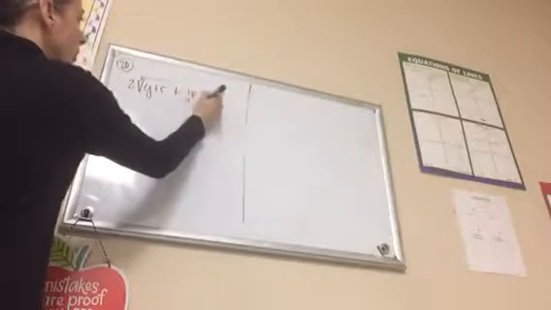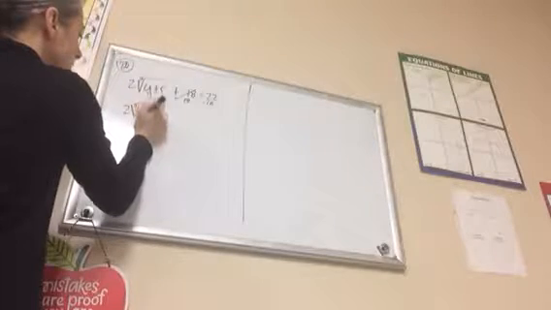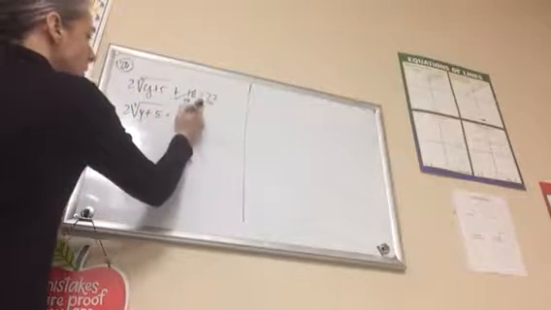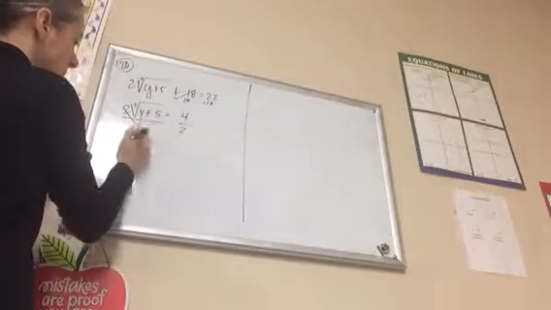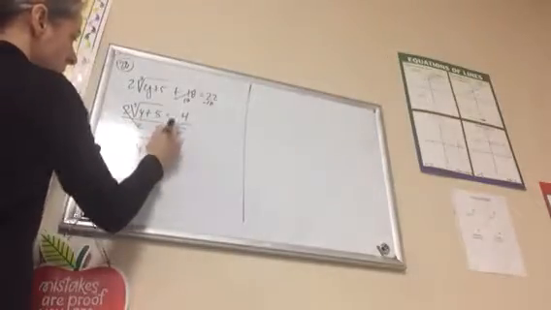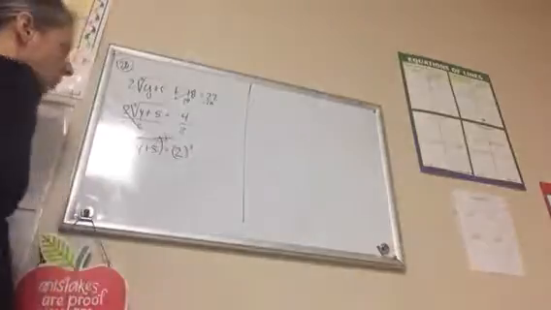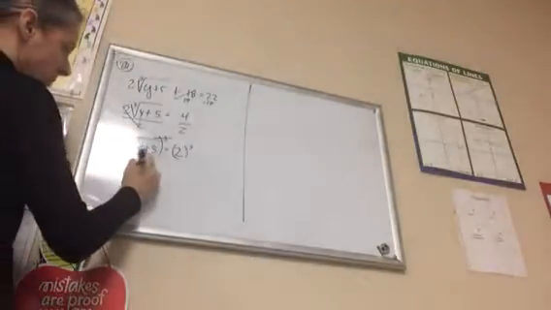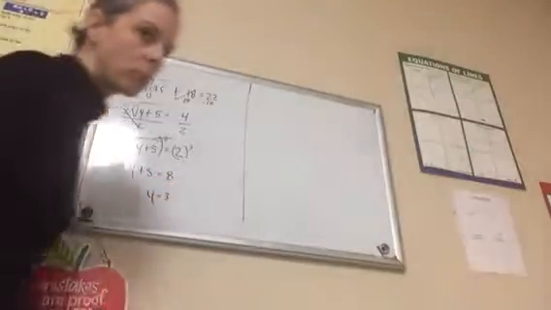First thing we do is subtract 18 from both sides. Now we divide both sides by 2. Now we raise both sides to the third power because the radical and the exponent cancel each other out. And we subtract 5 and see that y equals 3.